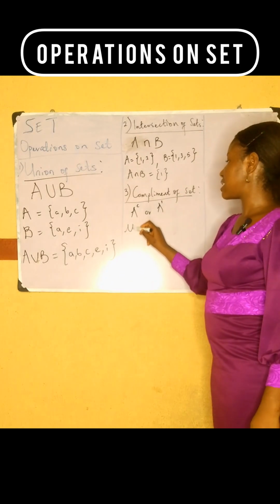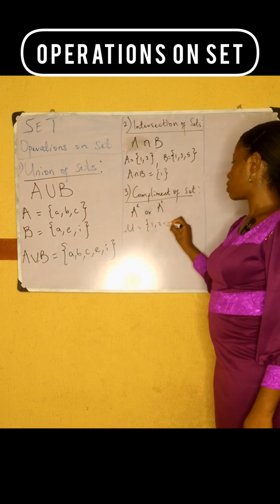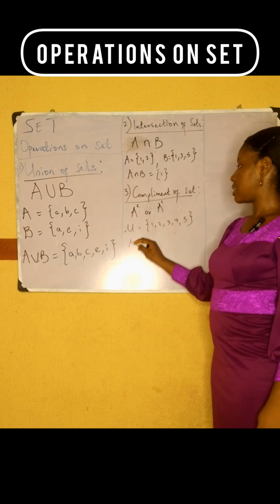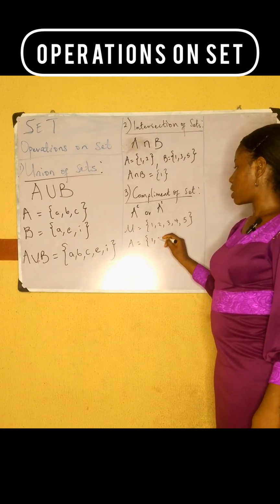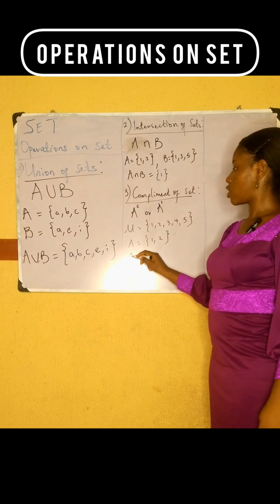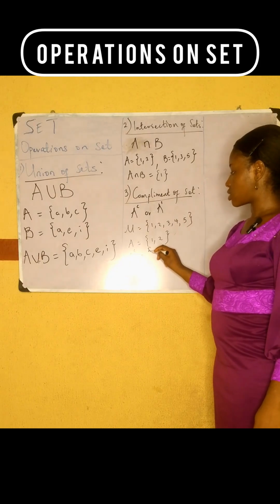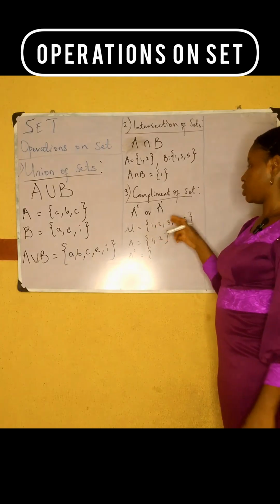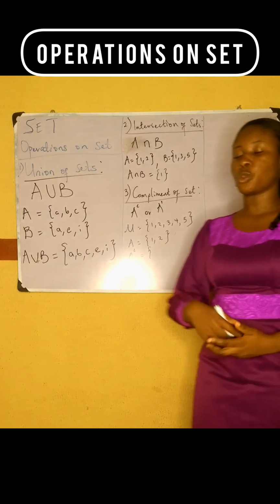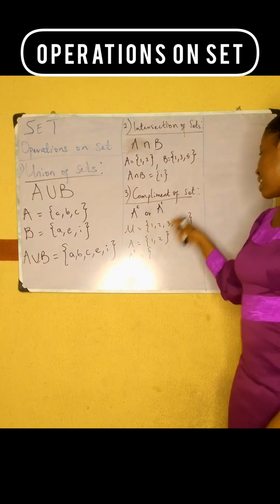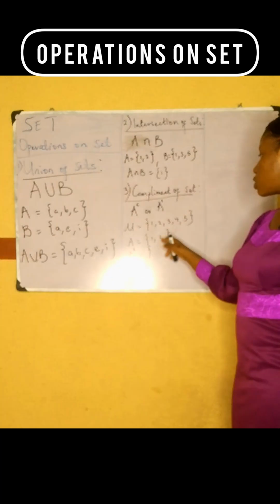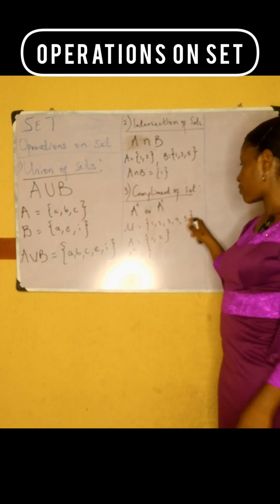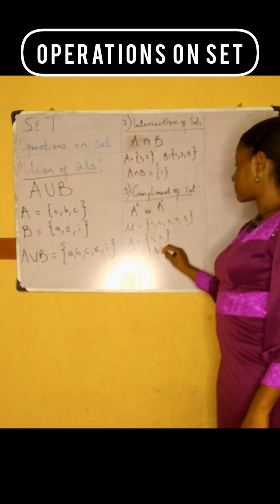So if my universal set is 1, 2, 3, 4, 5, and my A is 1, 2, A complement is just asking what is not an element of A but can be found in the universal set. It's asking for those elements that are not in A but are in the universal set. So you check: 1, 2 is A. That means what are the other elements that can be found in the universal set? That's 3, 4, 5. That's our A complement.